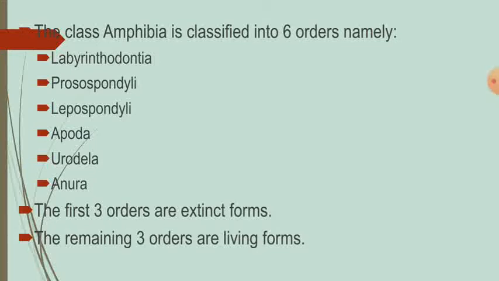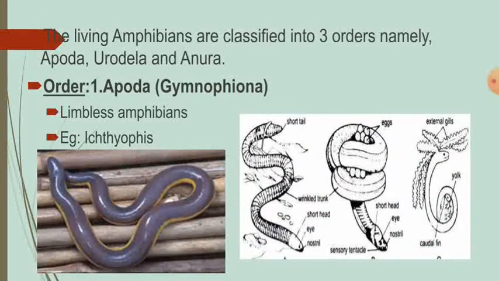Let us learn about the first one, that is Apoda. Apodans are also called Gymnophiona. Here A means absence and Poda means limbs, so limbs are absent. Hence they are commonly known as limbless amphibians. In Apodans, the body is divisible into head and trunk. You can see in these images, these are examples of Apoda. Here the example is Ichthyophis.